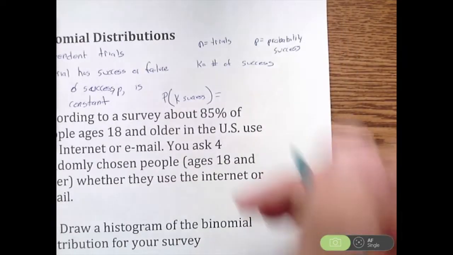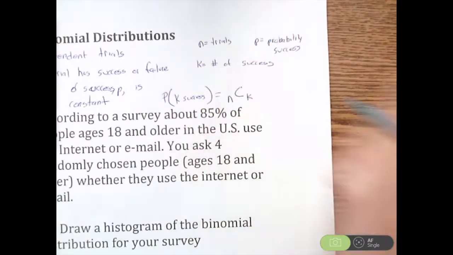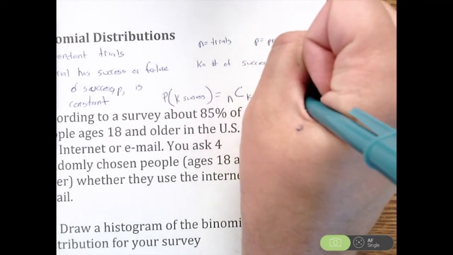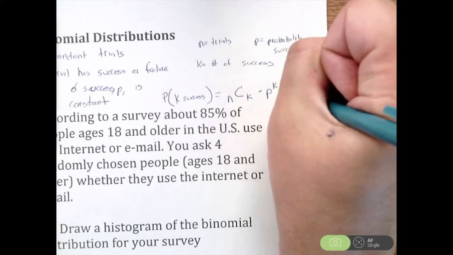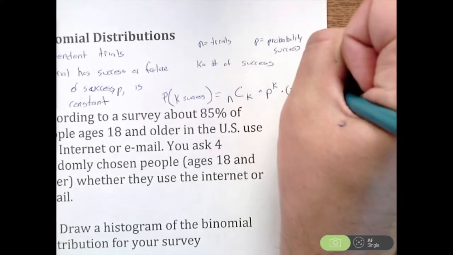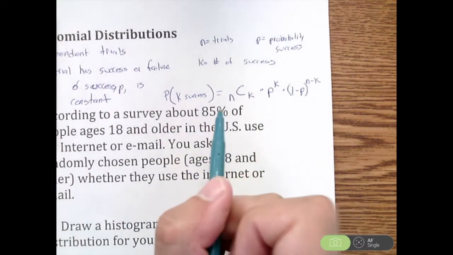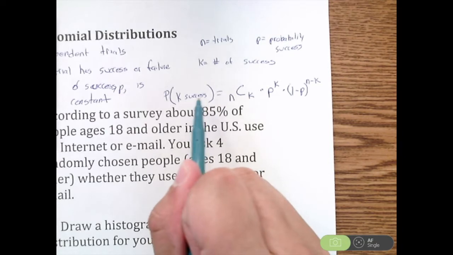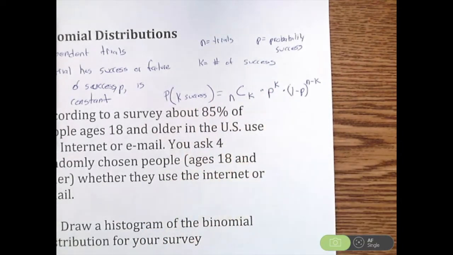It starts off with first the combination, n choose k, times p raised to the exponent k, times 1 minus p raised to the n minus k power. So if you ever want to find the probability of any number of successes, you plug in n for trials, k for whatever number of successes you want, and p for the probability of success.